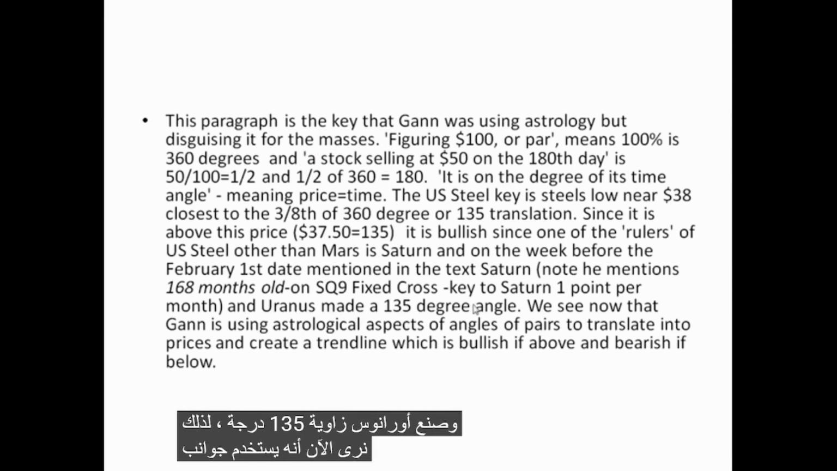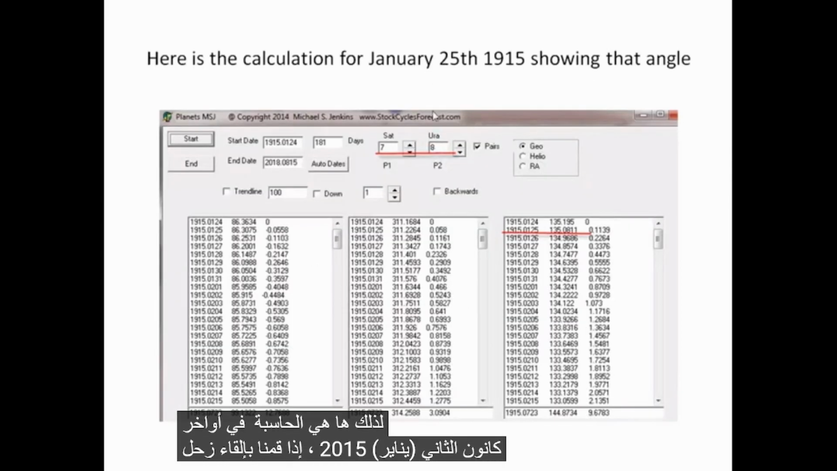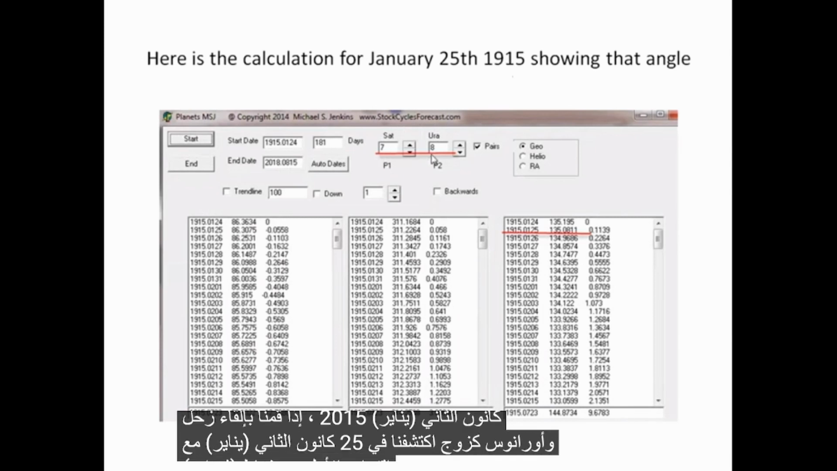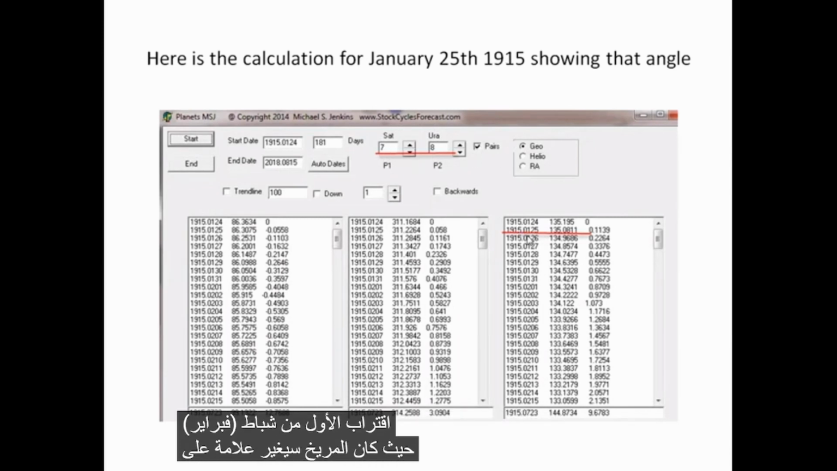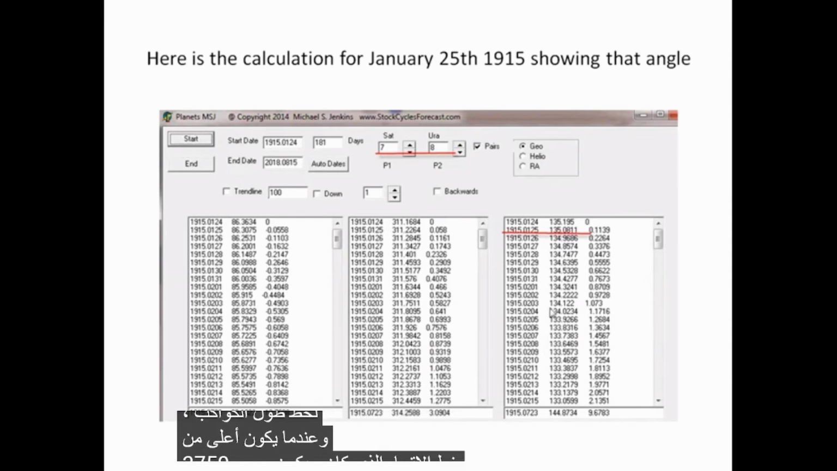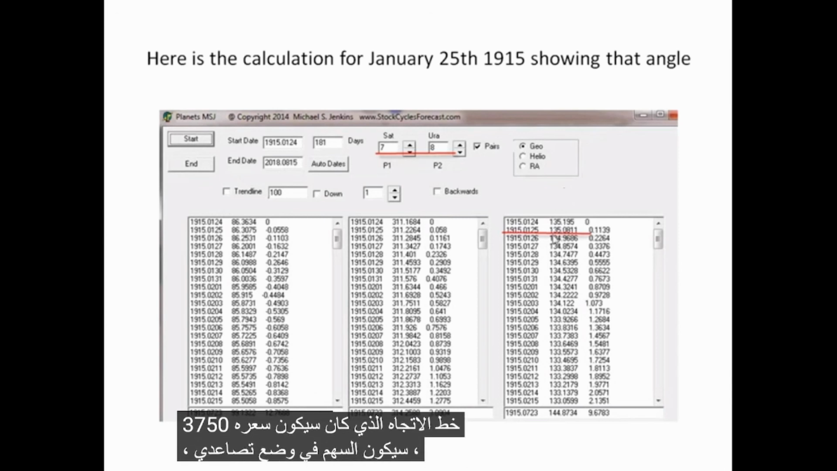So now we're seeing that he's using aspects between the various rulers as numbers where he's going to buy or sell stocks. So here's a calculation for late January 2015. If we throw in Saturn and Uranus as a pair, we find on January 25th, approaching the 1st of February, where Mars was going to change sign anyway, here's the angle of 135. And he's translating that angle of 135 into 3750. So he's using this as if it's a trend line of the longitude of the planets. And as long as it's above that trend line, which would have been 3750 price, the stock would be in a bullish position.